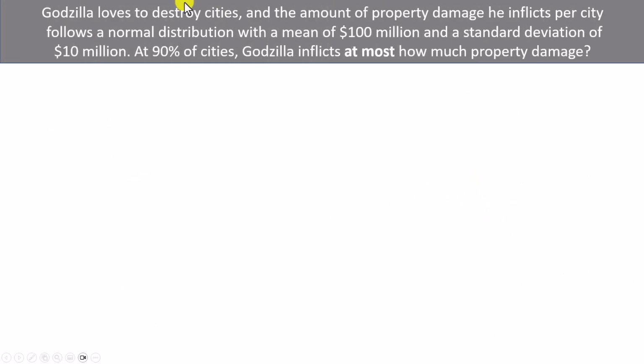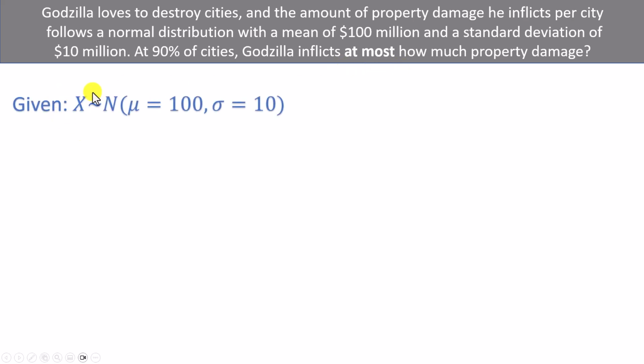So let's look at an example, once again related to Godzilla. I'm not going to read through all the information. It's the same information as last time. We have a normal distribution with a mean of 100 and standard deviation of 10. And the question they ask here is, at 90% of cities, Godzilla inflicts at most how much property damage?